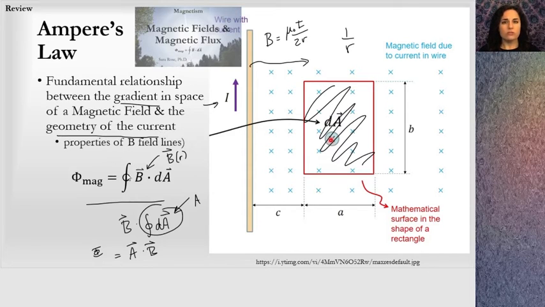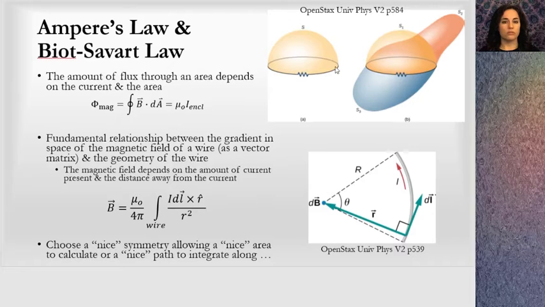And so we looked at flux, and that's one way to approach calculating magnetic fields, by looking at magnetic flux through surfaces. I grabbed these pictures from the University Physics text of OpenStax, Volume 2.